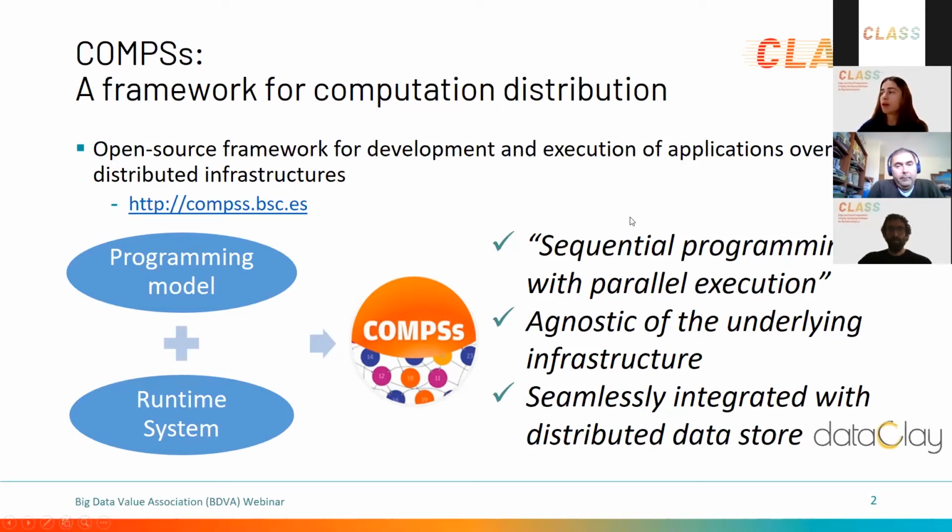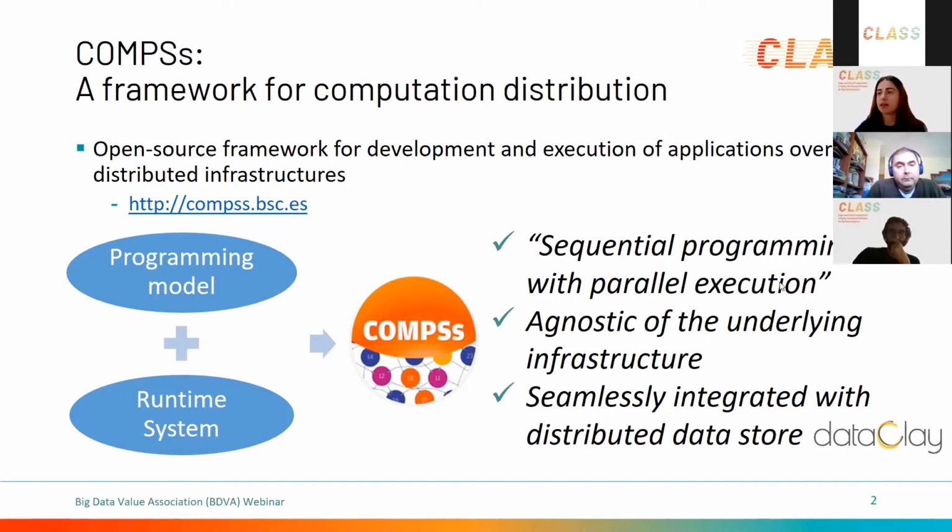First of all, COMPSs has a programming model that enables us to develop workflows that support parallel and distributed execution while following the sequential programming philosophy. So it is relatively easy to take code written in Java, Python, or C and transform it to a COMPSs distributed workflow. Then, COMPSs is agnostic of the underlying infrastructure.